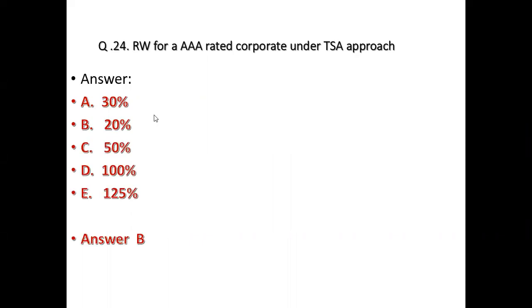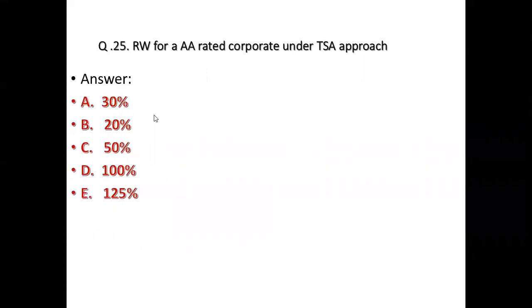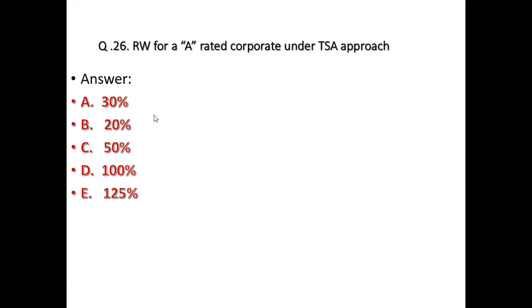Question answer: RW for corporate borrowers. Triple A means 20. AA means 30. This is for corporate borrowers, not for others. Standard, A means 50. Standard risk weight for A. BBB means 100.